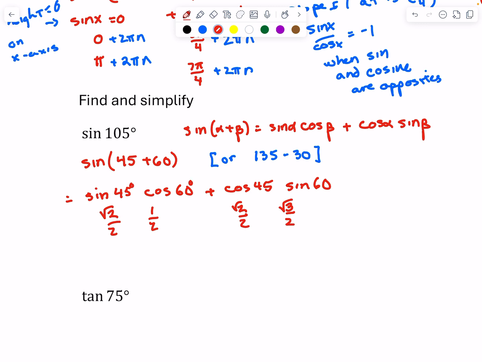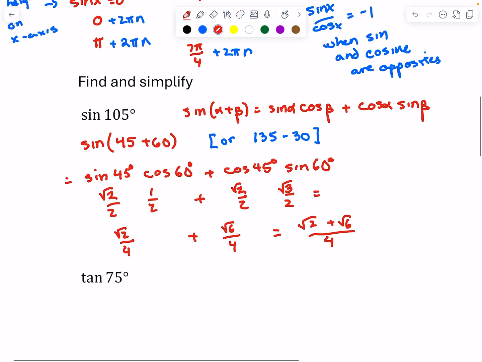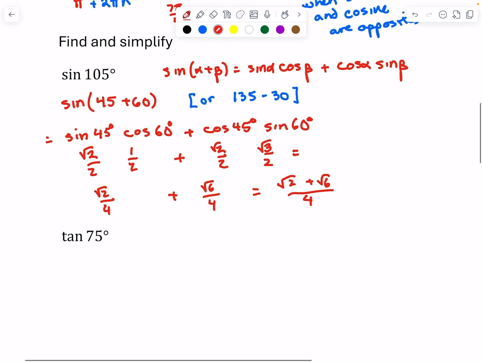These are degrees. How do you remember which one is the 1/2 with 60 degrees? Well, sine of 30 degrees is the 1/2, so it must be cosine with 60 degrees. Multiply straight across. But when you're adding, you can't combine. Now, I've done this one because a little note.